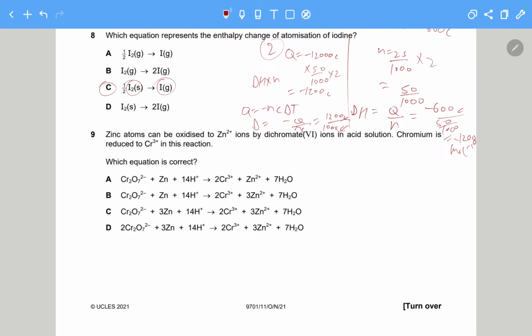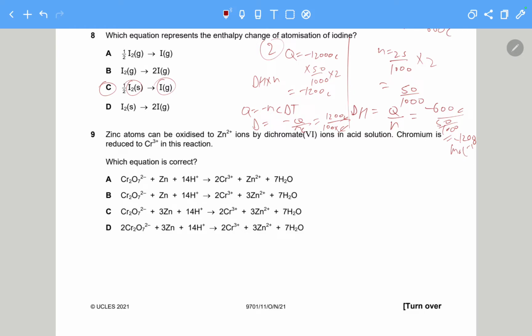Question 9. Zinc atoms can be oxidized to Zn²⁺ ions by dichromate ions in acid solution. Chromium is reduced to Cr³⁺ ions in this reaction. Which equation is correct? So let's look at all of these. To make sure that the equation is correct, we need to ensure 2 things. The charges on both sides of the equation are balanced, and the number of moles on both sides of the equation are balanced. If these two conditions are satisfied, then the balanced equation is correct.